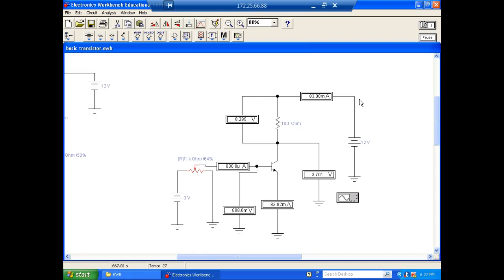So in data sheets, they call this hFE, which is the hybrid forward transfer ratio with the emitter common. You see the emitter is actually connected to common. So technically we call this hFE, and that's the same as what we call beta.